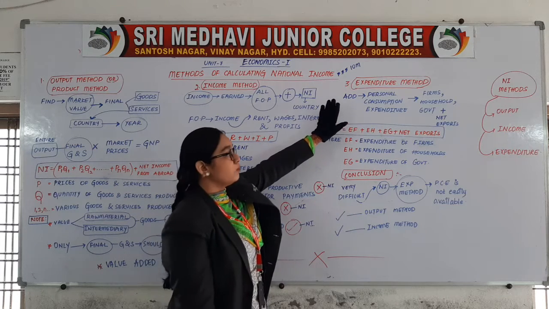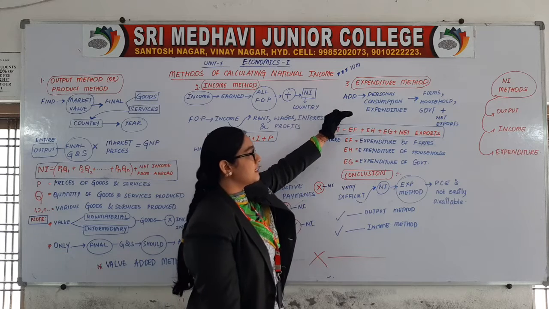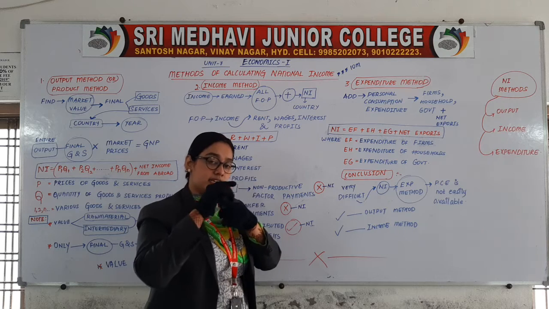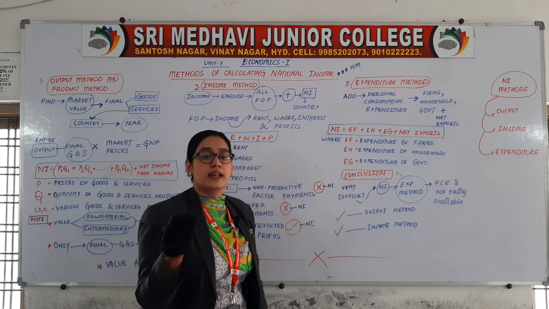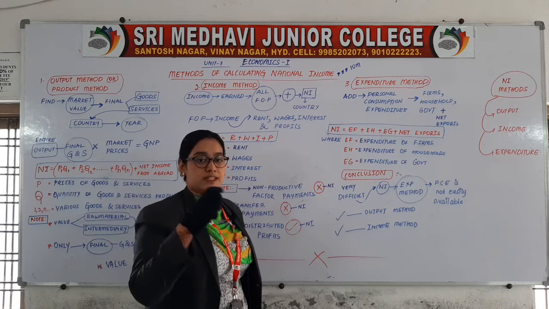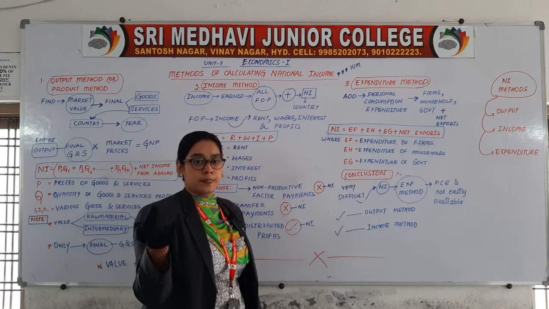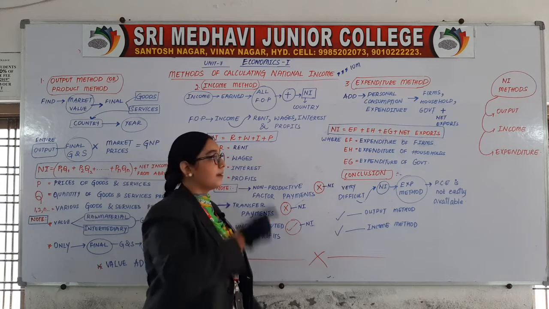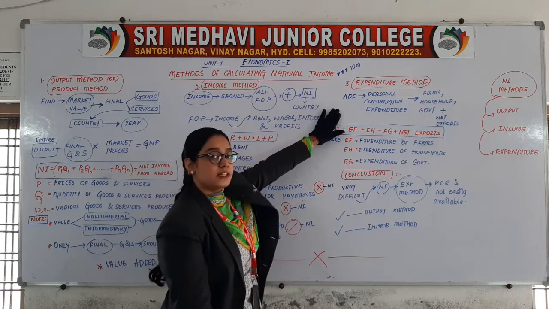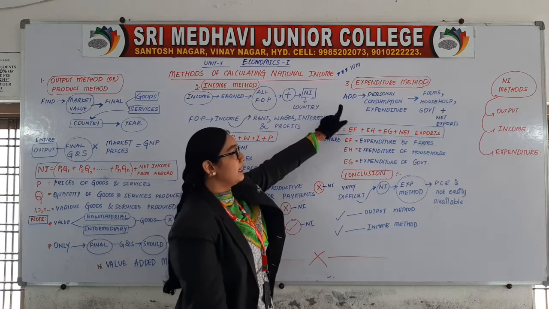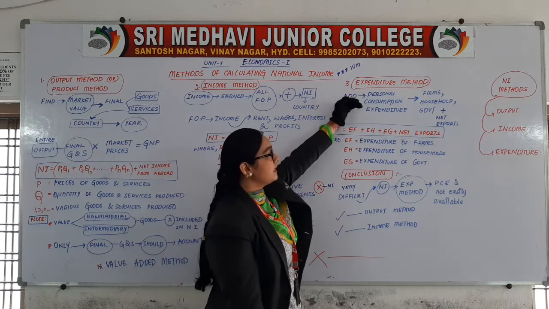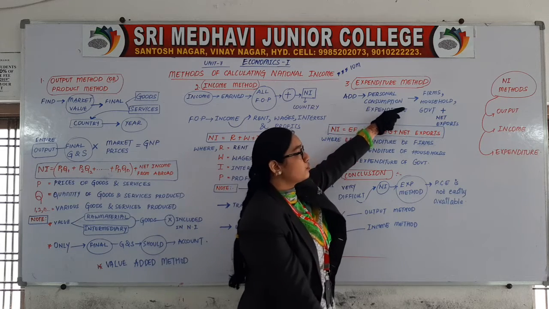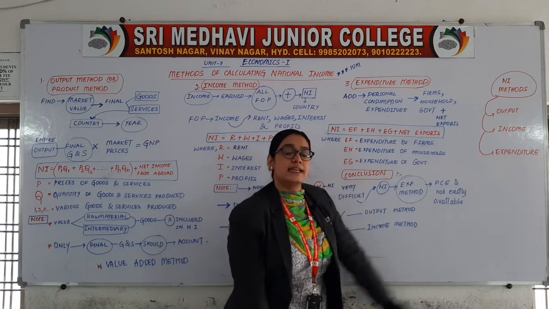So in this method, we add the personal consumption expenditure. In the first class, we have discussed the meaning of consumer and consumption. Consumer means you can say that it is a person. Consuming means eating, right? So connect the meaning there. Expenditure method can be calculated by adding the personal consumption expenditure of firms, households and government plus net exports.